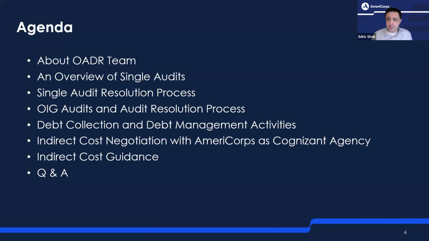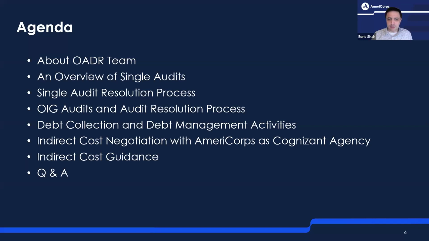And then we will talk about the OIG audits and the audit resolution process around OIG audits overall. Then we will talk about the debt collection and debt management activities. As I talk about these as they relate to OADR's role, I will also be talking about the requirements pertaining to each domain. Then we'll talk about the indirect cost rate negotiation process, where AmeriCorps is the cognizant agency. We will end our session with a Q&A, but before that, I will also share a little bit about a new indirect cost guidance that some of you have been looking forward to for its release.